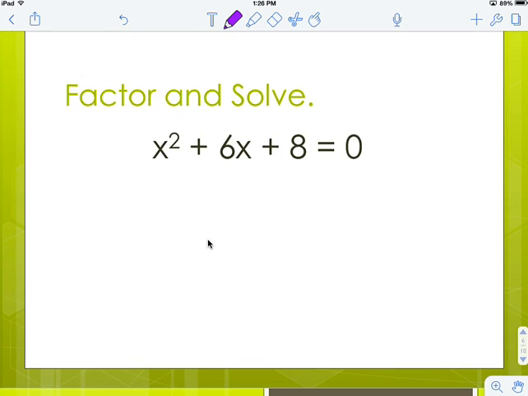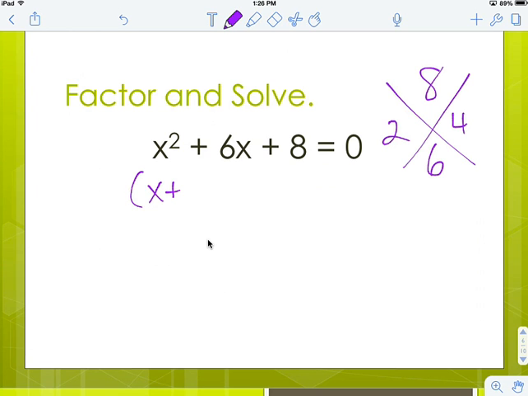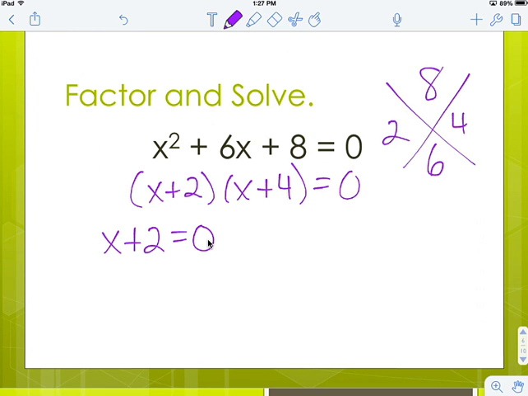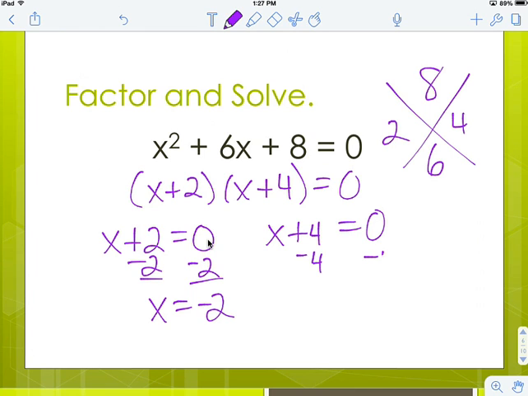On this next problem, it isn't factored. This is a trinomial, so we have to factor it. Two numbers that multiply to give us 8 and add to give us 6 are 2 and 4. So my two factors are x plus 2 and x plus 4. We did this last class, so you already know how to do it. The only difference is now you're going to solve. So x plus 2 is 0 or x plus 4 is 0. So subtract the 2, x is negative 2. Subtract the 4, and x is negative 4.